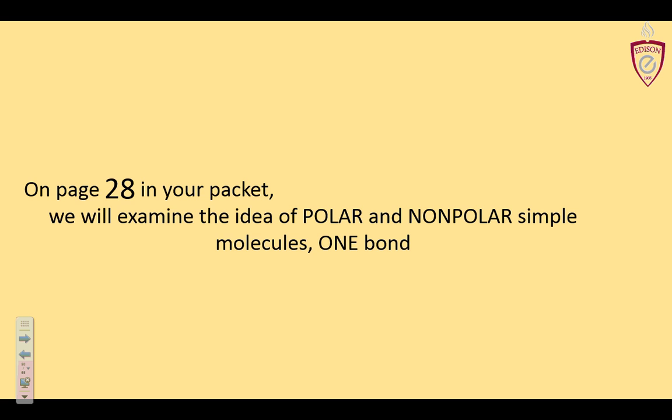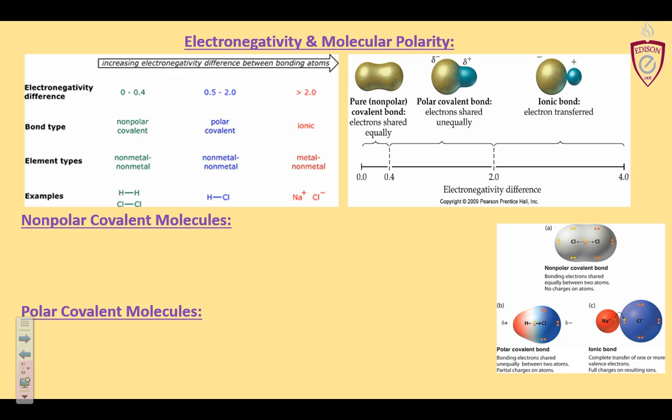Right. And we did bonds pretty good. So we're going to look now at molecules that are simply bonded, like just two atoms. Just two atoms, but we're going to look at the molecule and how it could be polar or non-polar. Right. Because the simplest combination of two elements is a single bond. Here we go.